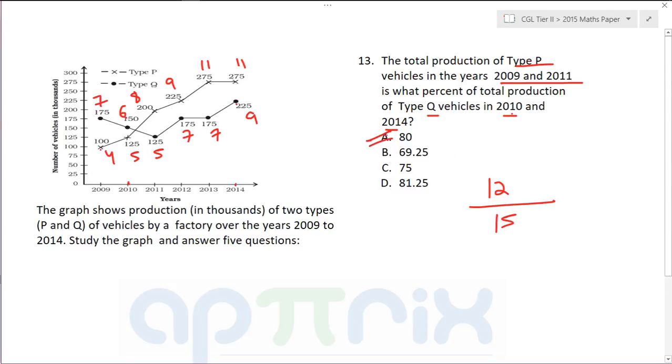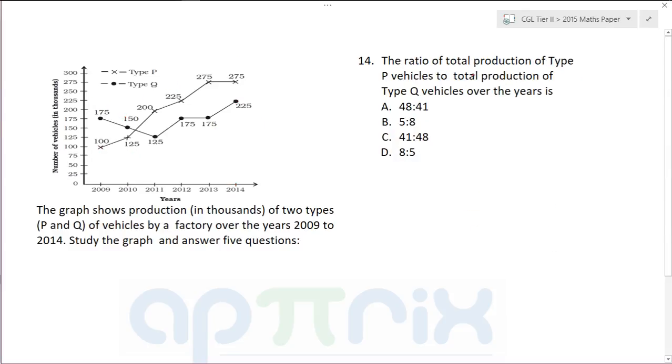So what is the answer? 80%. I'm again asking you, if you would have dealt with 100, 125, 125, 175, would it have been that easy to find the percentage? No. So one small thinking is making sure you are calculating like a computer. So 3 4s, 3 5s, 4 by 5 is 80%. A fraction equivalent of 4 by 5 is 80%. Are you doing it easily or not? Say yes, so that I can move ahead. All the questions will be fun for you now. The ratio of total production of type P to total production of type Q over the years.